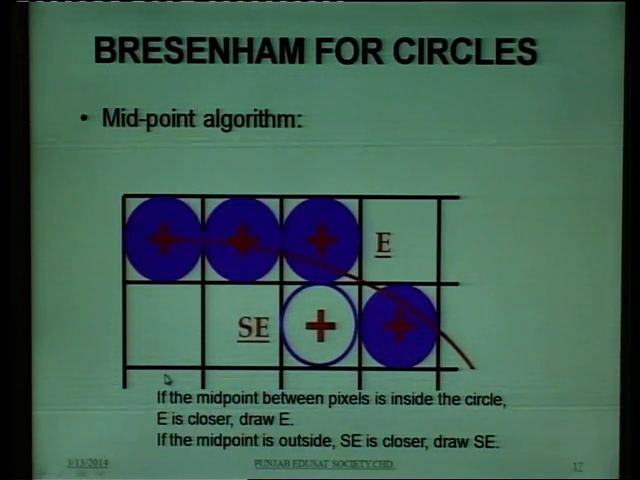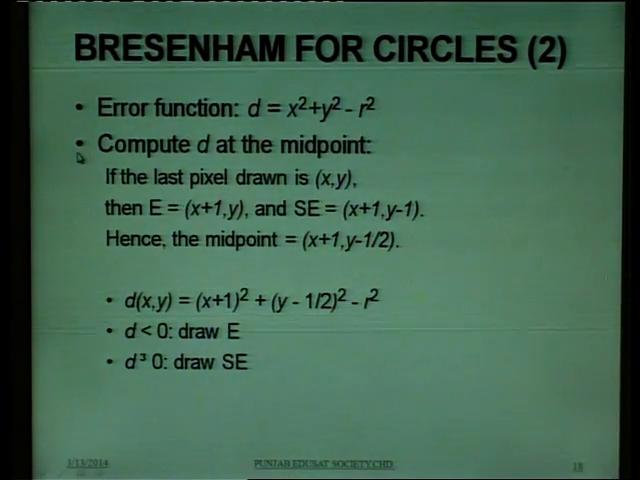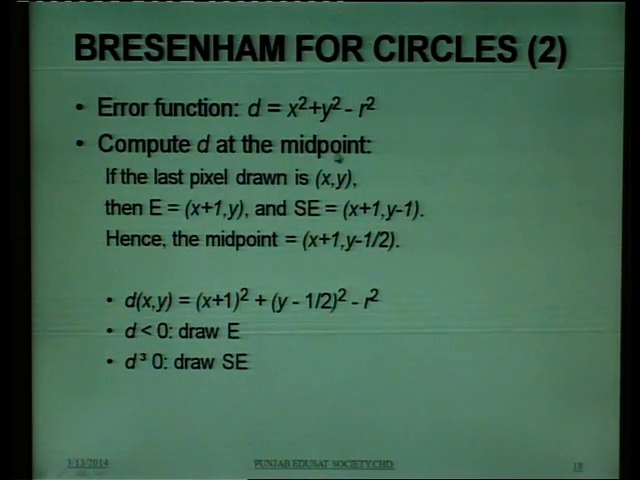Here it says, if the midpoint between the pixels is inside the circle, then E is closer, so we will be drawing E, and if the midpoint is outside the circle, then SE is closer, so we will be drawing SE. Bresenham's algorithm says, if d is the error function, that is x square plus y square minus r square, then compute d at the midpoint.